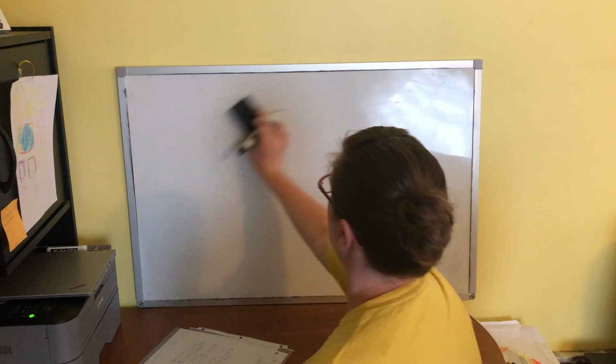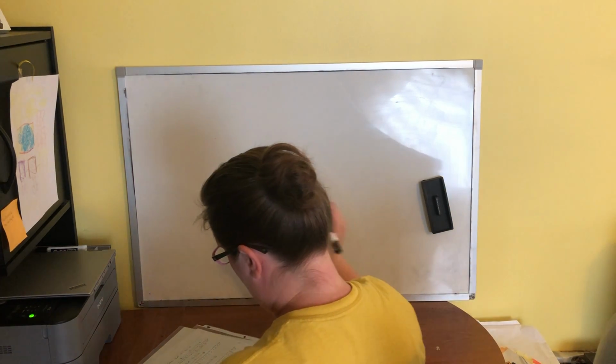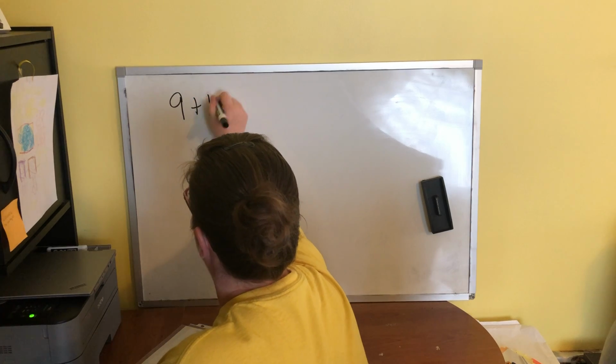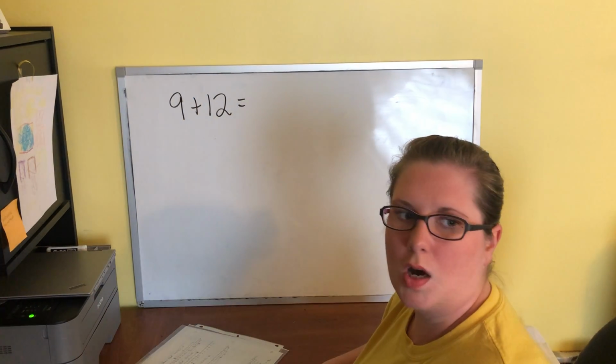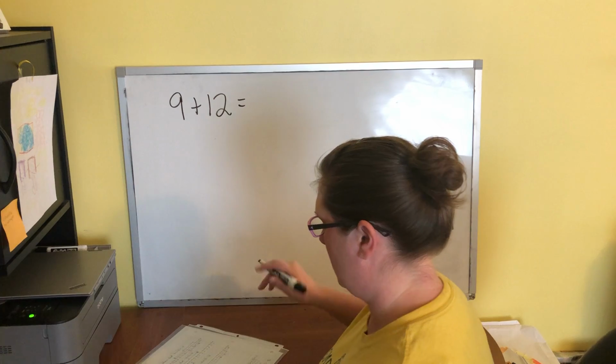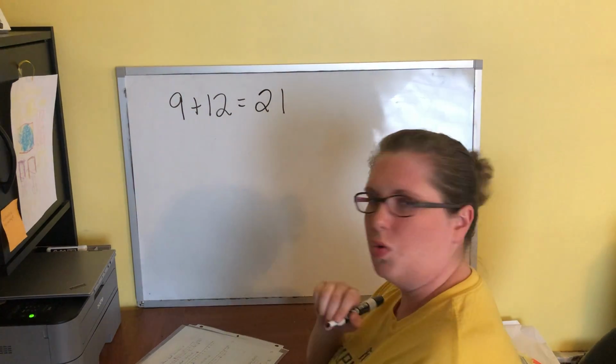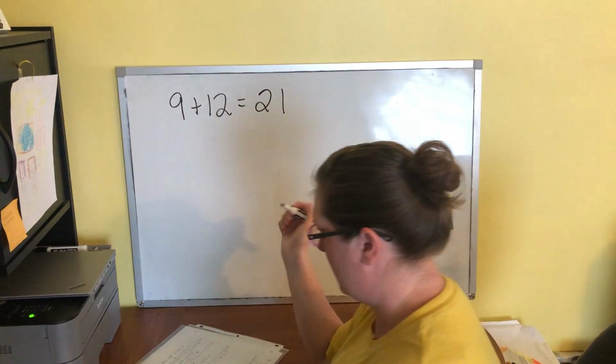Let's look at 9 plus 12. We know how to do that. Same sign. So 9 plus 12, 21. It's a positive 21. They're both positive.